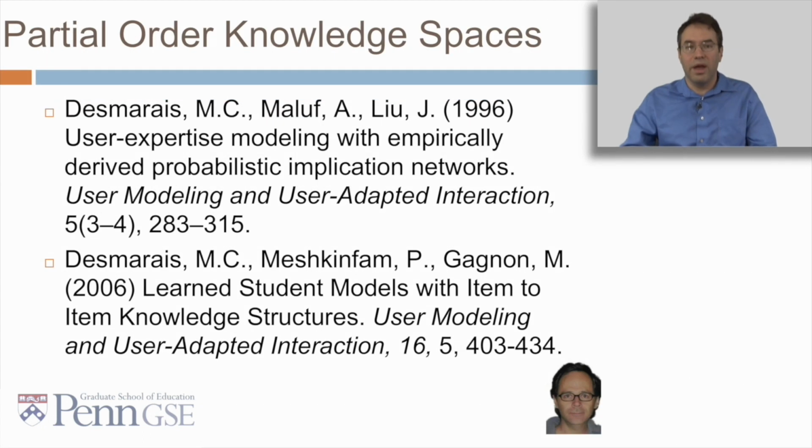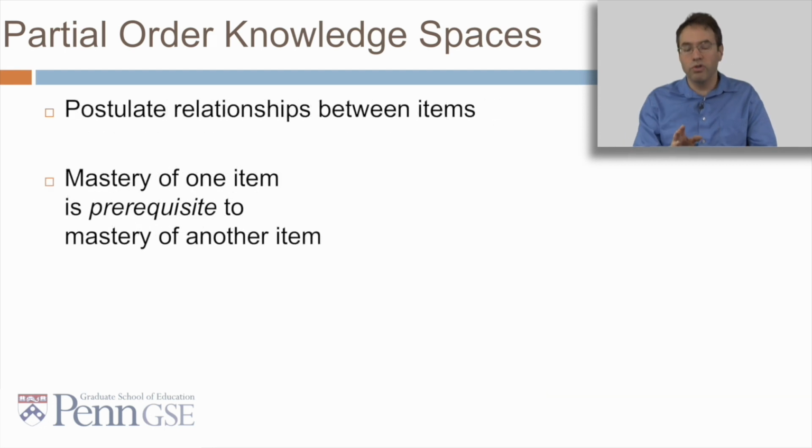Now, one approach that gets past this limitation is partial order knowledge spaces. Partial order knowledge spaces, or POKS, postulates relationships between items wherein the mastery of one item is prerequisite to the mastery of another item. In other words, in order to master A, you first have to master B. In order to master multiplication, you first have to master addition.